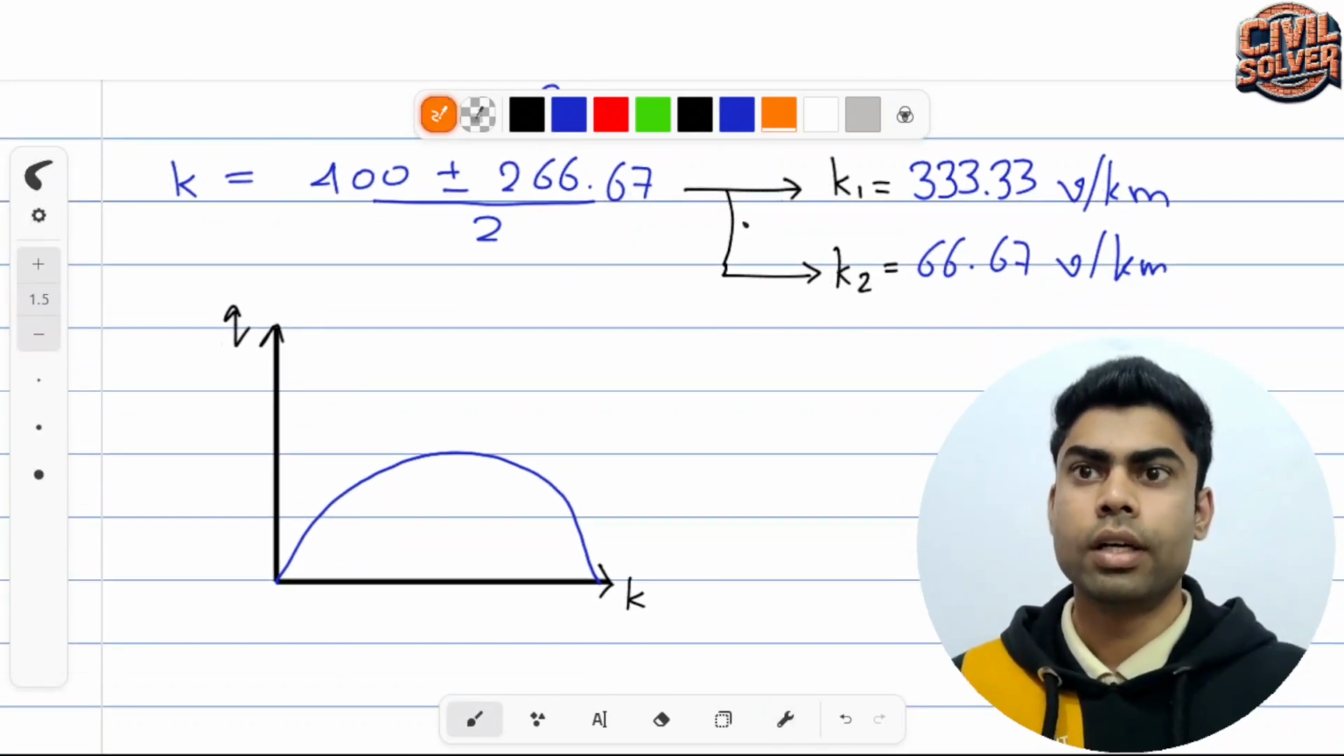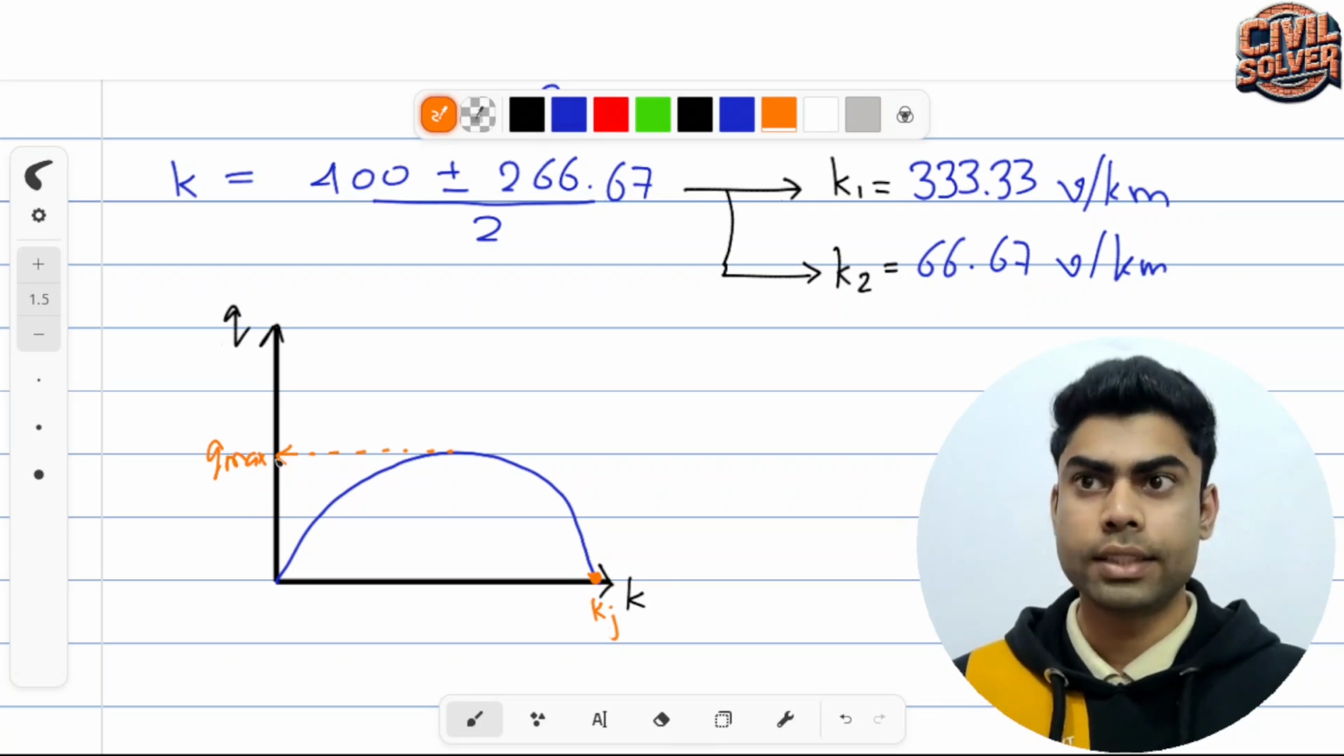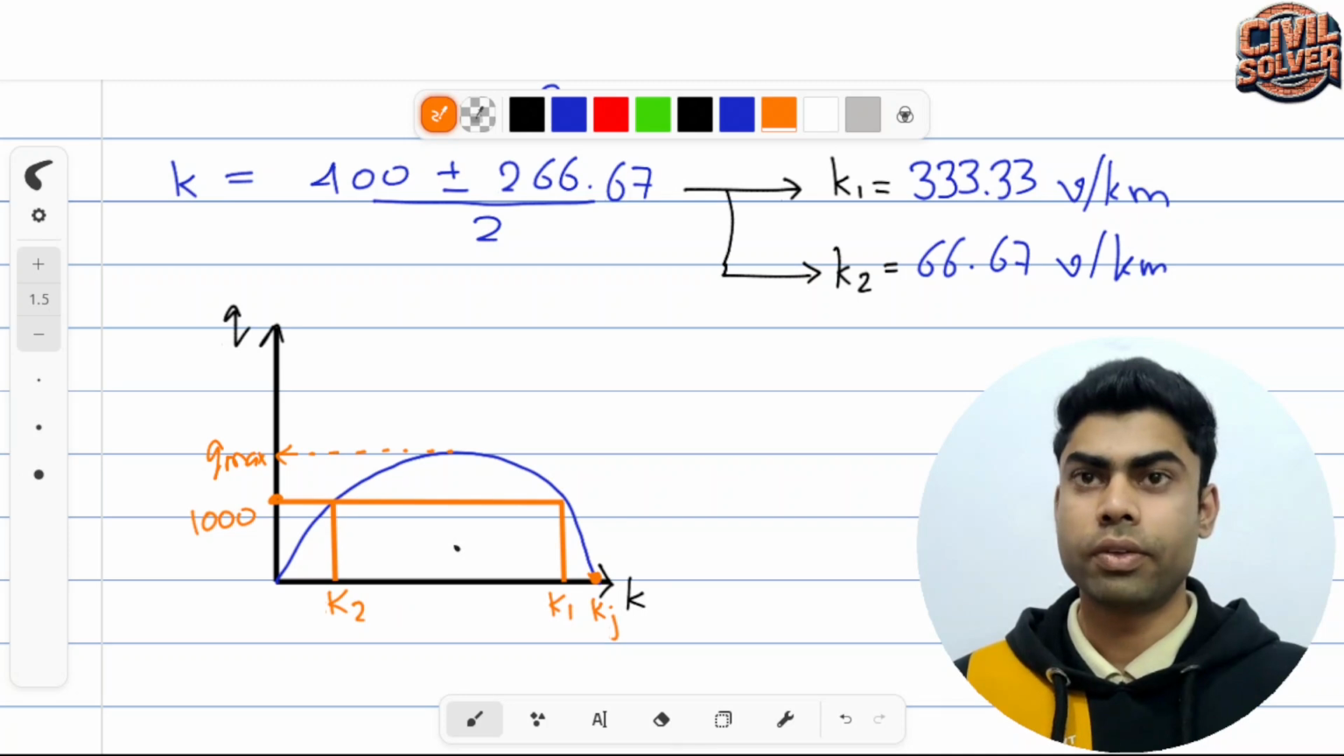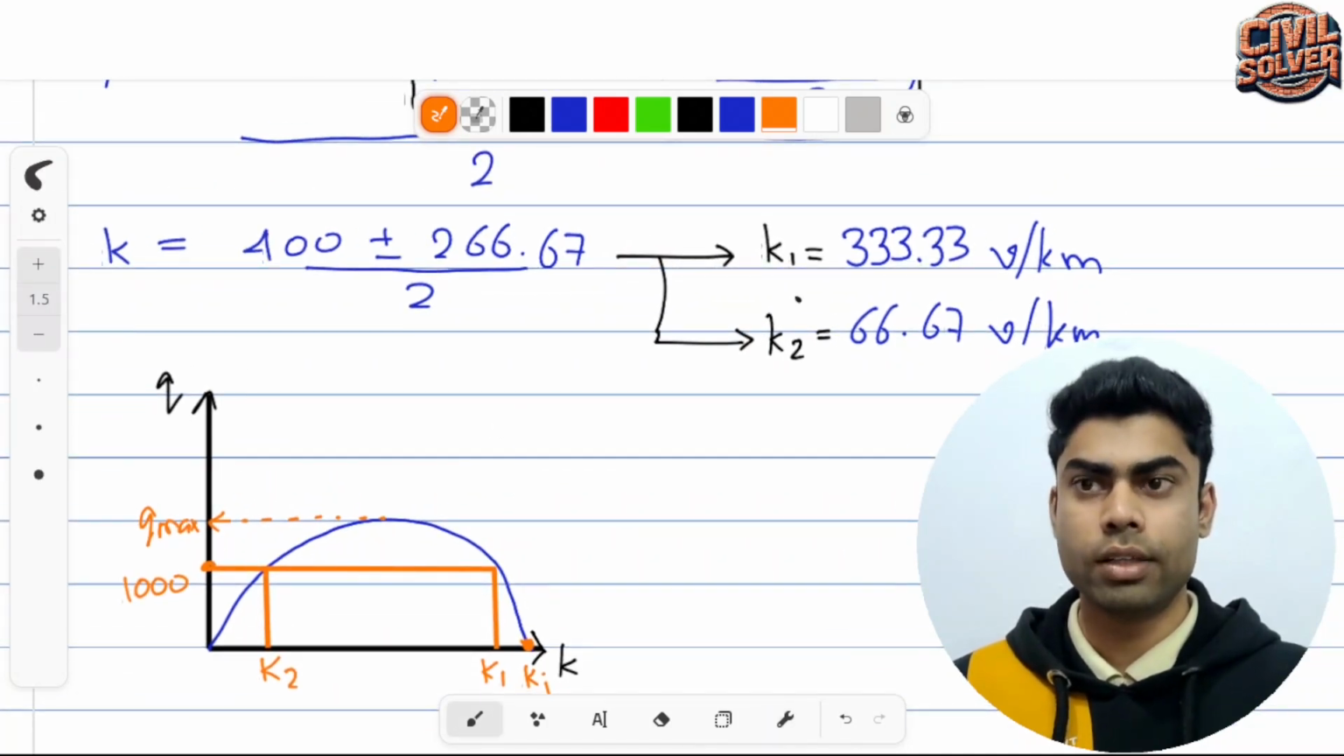At the end point, it is the jam density, and this topmost point, it is the Q max. For any value less than Q max, suppose this value 1000, we will get two values of the densities, as you can see over here. First one is K1 and the smaller one is K2. That's why we are getting these two densities for one flow of 1000 vehicle per hour.